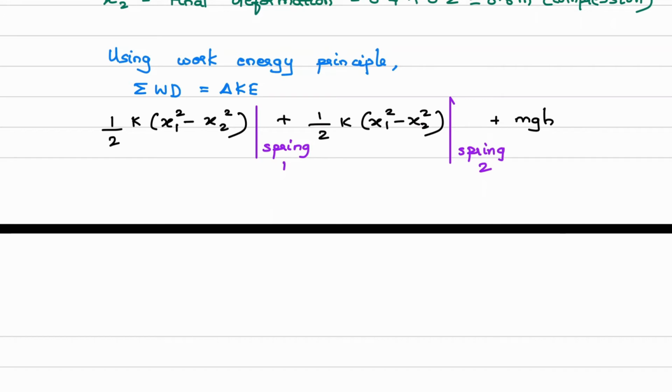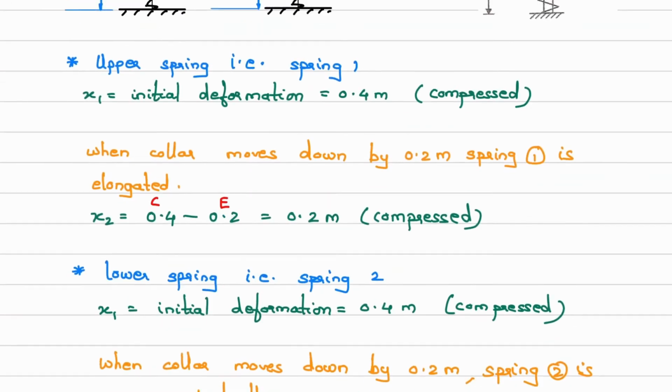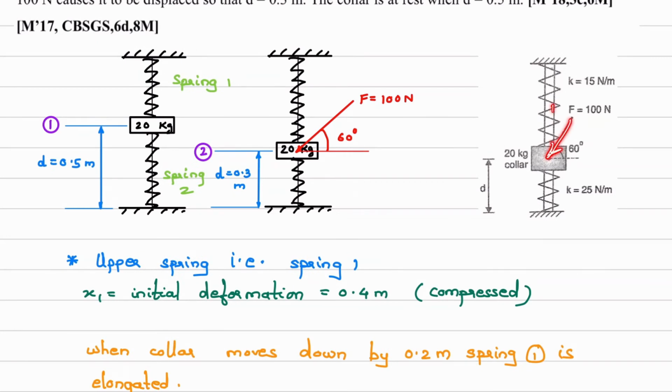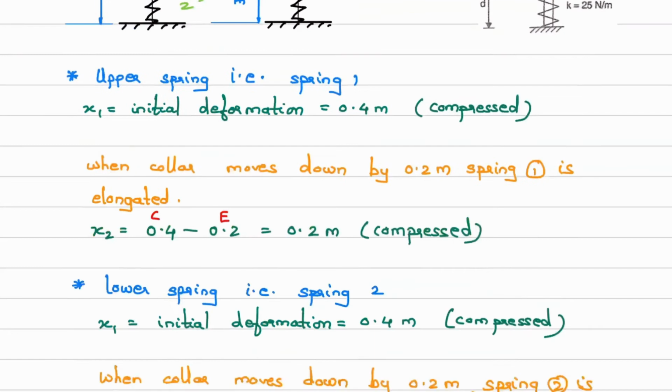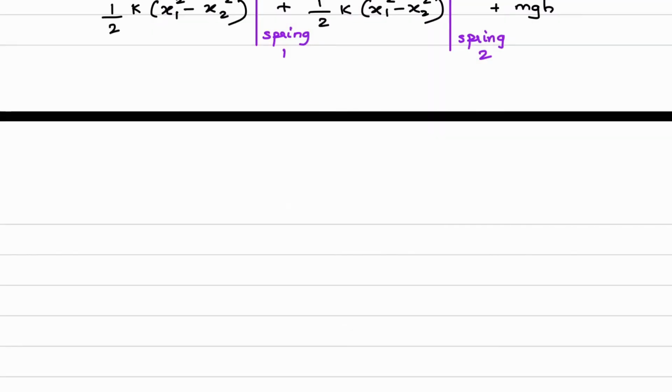Next one, we have the external force. Its Y component will be F, which is 100 sine 60, and the displacement is 0.2 meter. Now this force is in the direction of displacement, so that work done will be positive. So plus the work done by the force, equal to the change in kinetic energy, half m, final position is 2. So half m v2 square minus the initial v1 square.